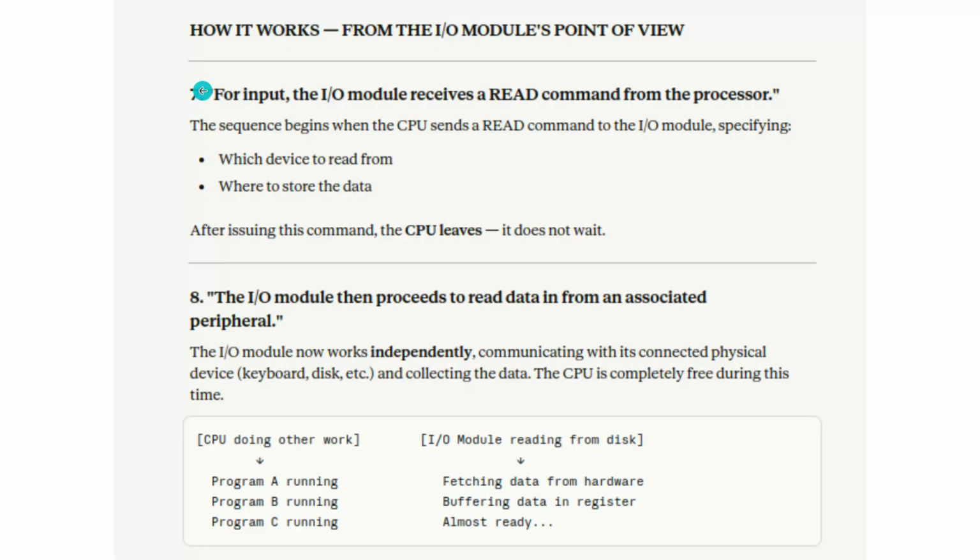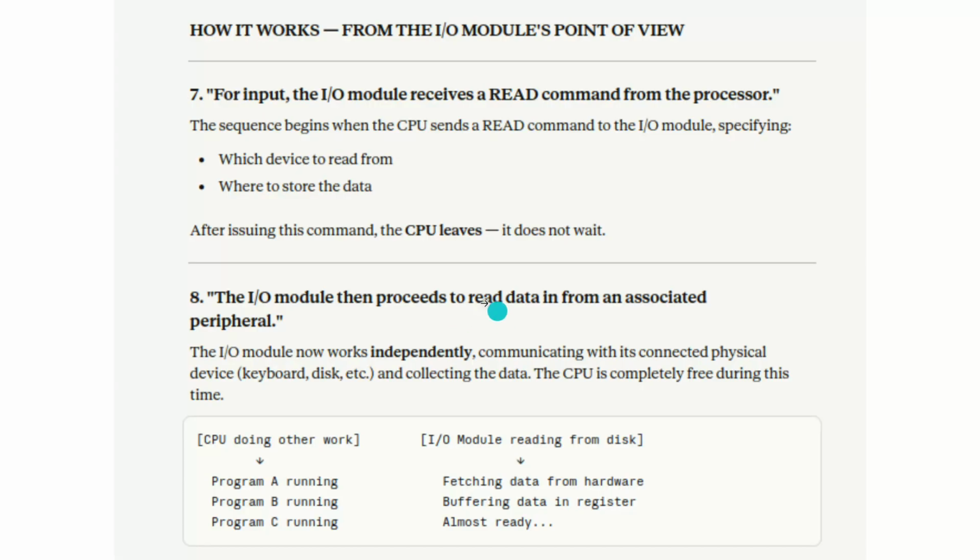For the first step, the IO module receives an input. It will receive a read command from the processor. The sequence begins when the CPU sends a read command to the IO module, specifying which device to read from and where to store the data. After issuing this command, the CPU leaves and does not wait there. So this read command contains which device to read from and where to store the data.